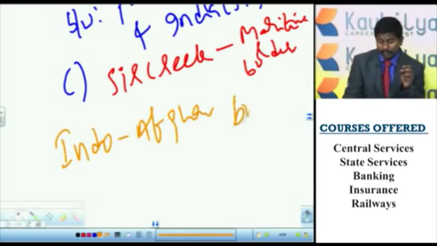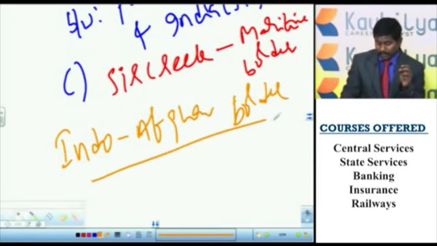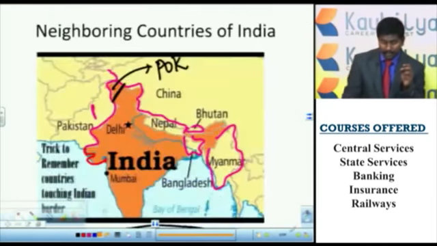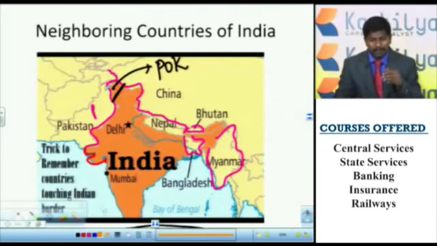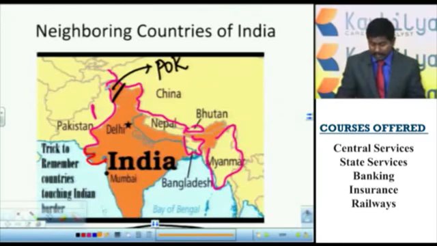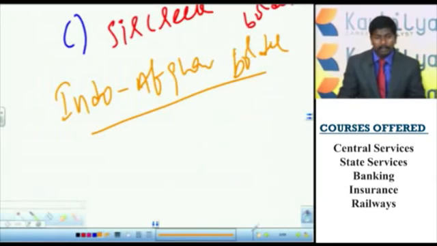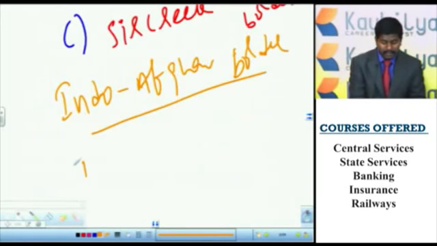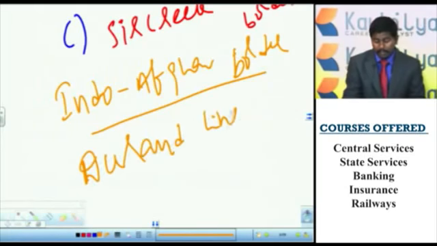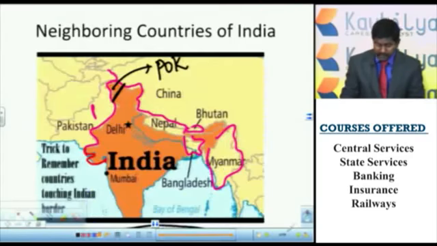Indo-Afghan border. Look at this picture. It is a small strip of Indian landmass that shares a border with Afghanistan. This small strip of Indian landmass which shares a border with Afghanistan is the Indo-Afghan border, which is given the name Durand line. D-U-R-A-N-D, Durand line. Clear?